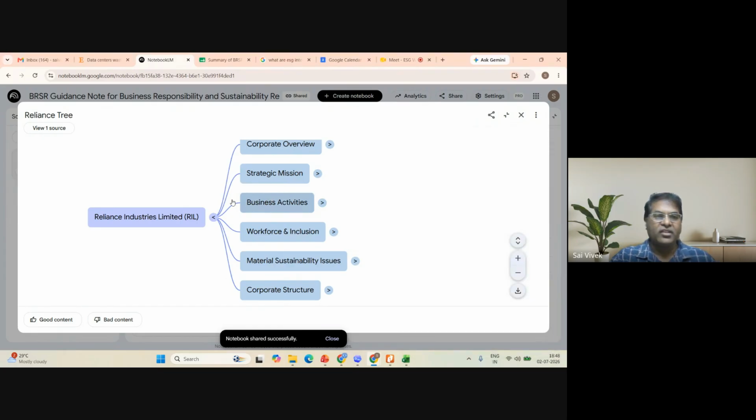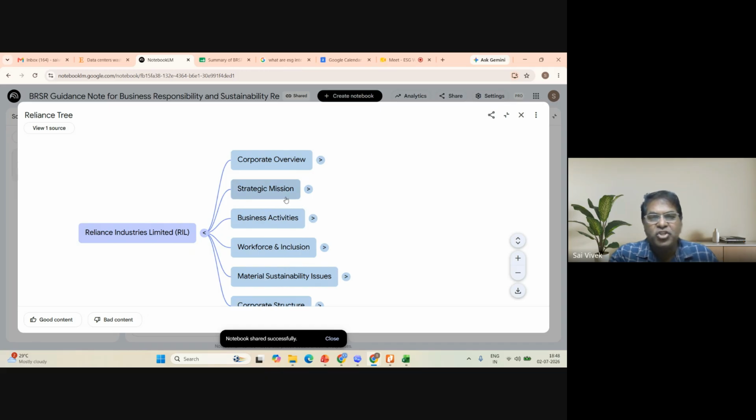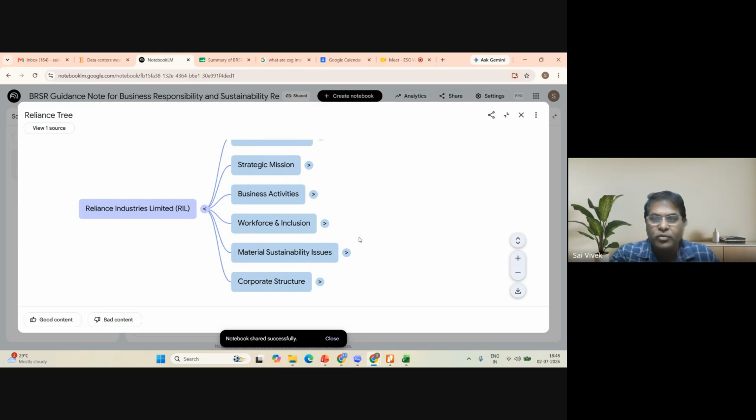So considering this to be the BRSR report, I have uploaded this into Google LLM, and the section 1 alone is uploaded here, only the 13 pages, to give more brevity and clarity. So Reliance India Limited, this has got divided into 6 parts here: corporate overview, strategic mission, business activities, workforce inclusion, material sustainability issues, and corporate structure.